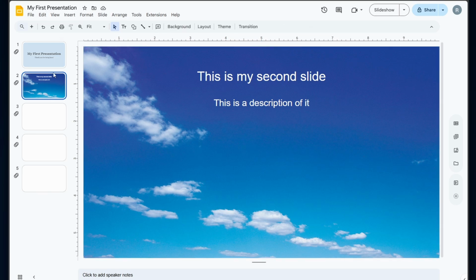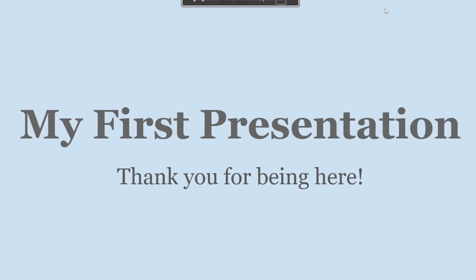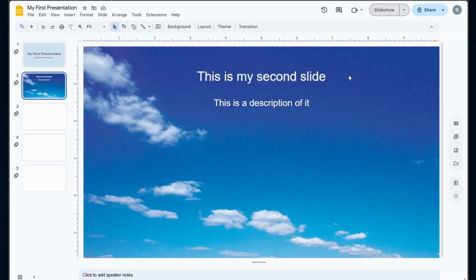So now what if we want to see what our slideshow looks like at this point? Well, we can click on our first slide, then go up here to the right and click slideshow. And immediately it opens up into a full screen view, and we see our first slide, my first presentation. Thank you for being here. If we left click the screen, it will go to our second slide. And just like that, we've got a presentation. If we hit the escape button, it'll take us back to our page.